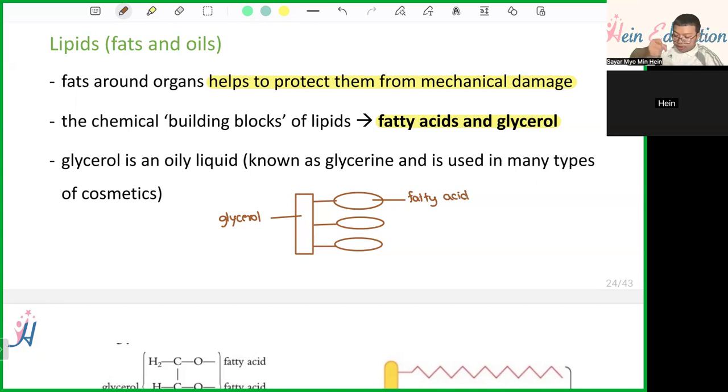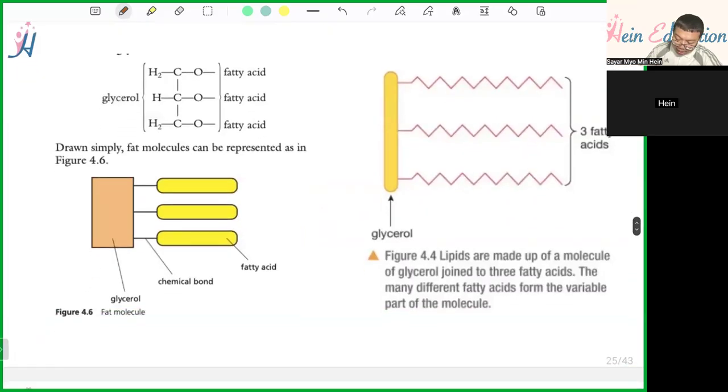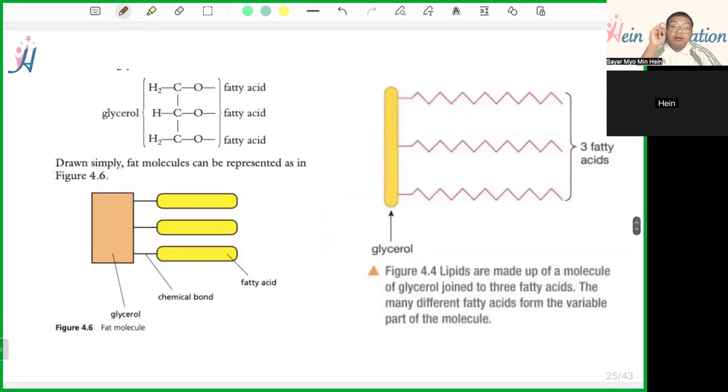Another thing that I want to add is that the bond formed between glycerol and fatty acid is known as an ester bond, releasing water molecules as well. As you can see from the following diagram, one glycerol reacted with three fatty acids, forming a lipid. They are made up of a molecule of glycerol joined to three fatty acids, and many different fatty acids form variable parts of the molecules. So these are the building blocks of lipids. For carbohydrates, the building block is glucose. So this is about fats.